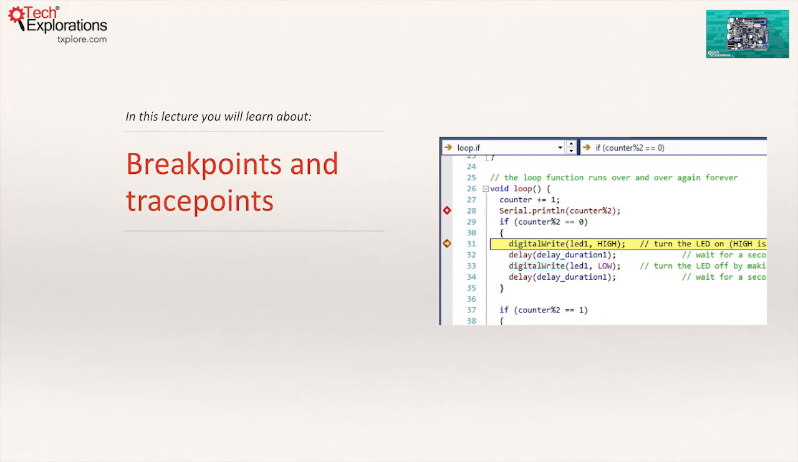You can use breakpoints to cause execution to stop at a specific line of code when that line is reached. You can use trace points to monitor the state of your sketch at a specific line without stopping execution.